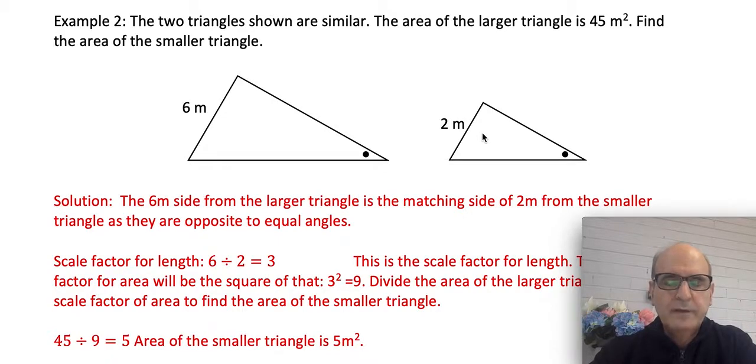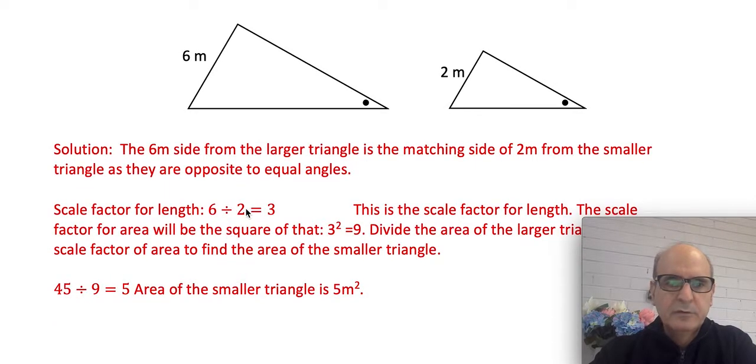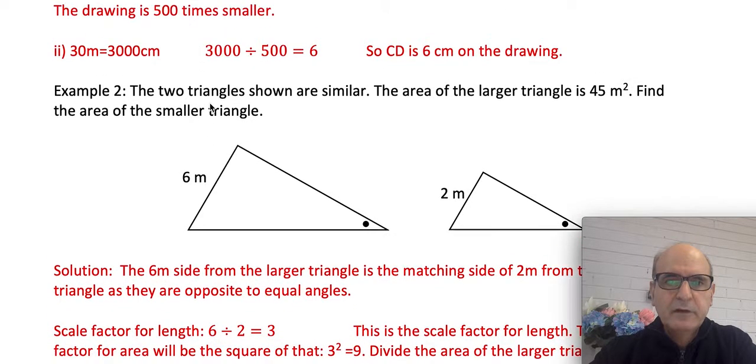Now, to find the scale factor, we need to divide the corresponding sides. So 6 divided by 2 is 3. So the scale factor is 3. Now, what we did, we got the scale factor, but scale factor is for length. Here we are dealing with area.